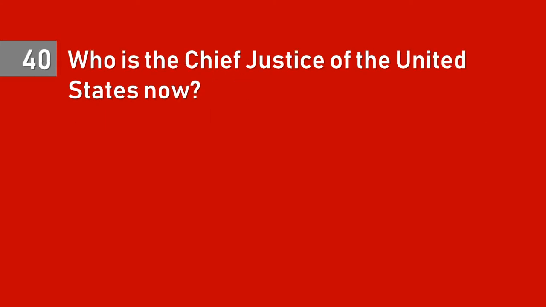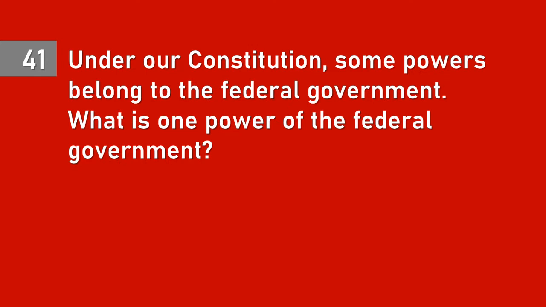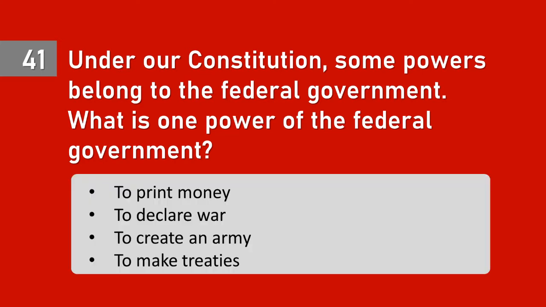Question 40. Who is the Chief Justice of the United States now? John Roberts. John G. Roberts, Jr. Question 41. Under our Constitution, some powers belong to the federal government. What is one power of the federal government? To print money, to declare war, to create an army, to make treaties.